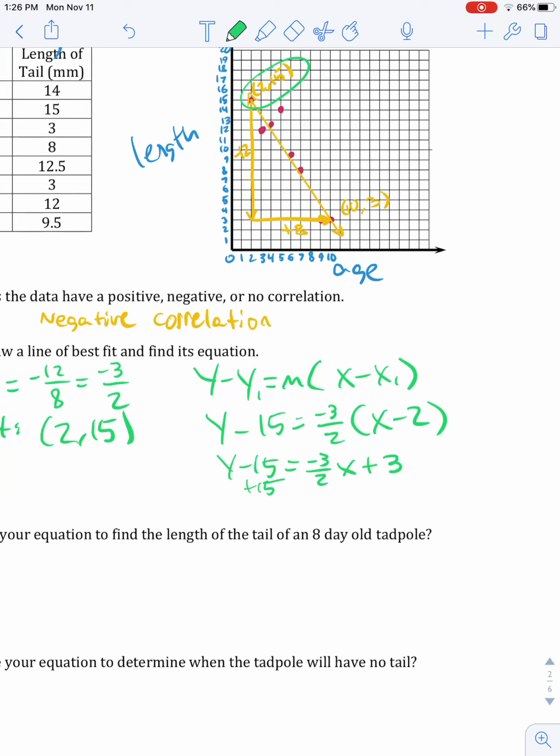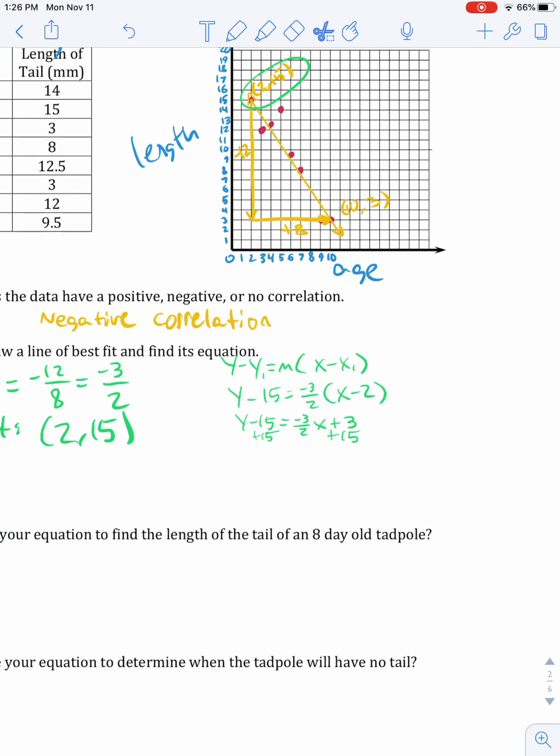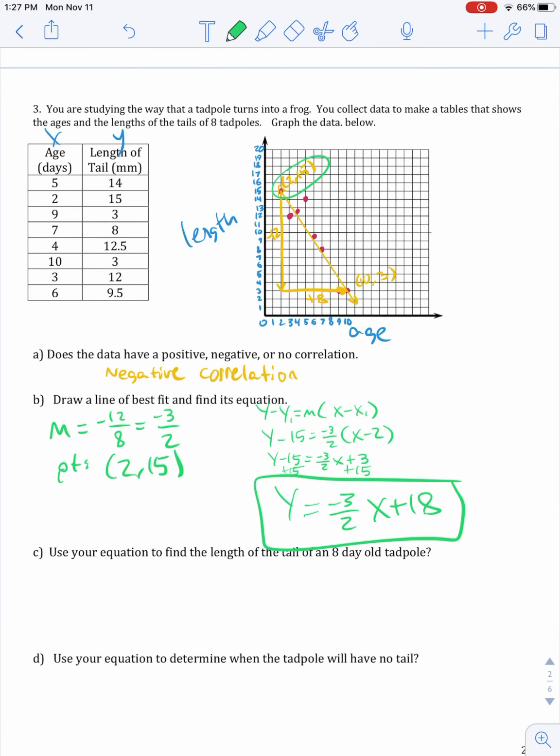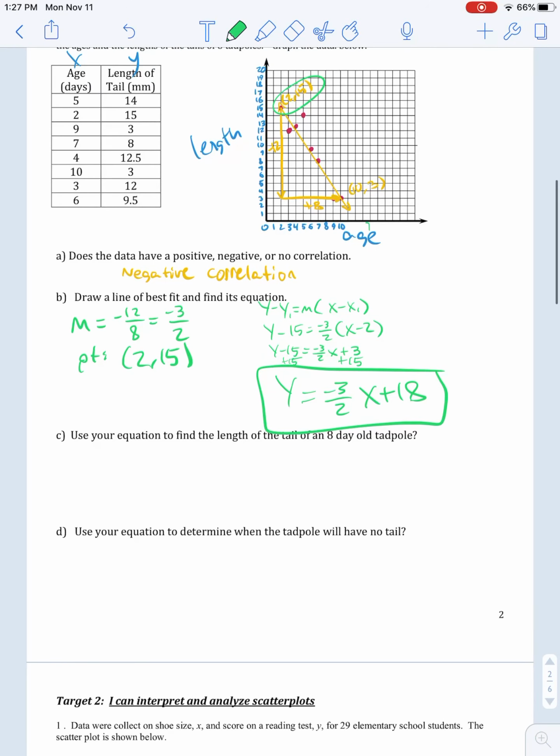And then I'll add the 15, and once I shrink this up, we'll get a final equation of y equals negative 3 halves x plus 18. And that's our equation. Now they ask us to use this equation to predict the length of the tail of an 8-day-old tadpole. Well, age is our x. So when they want 8 days, they're telling us x equals 8. And we have an equation right here that we could use to make predictions. Another name for a line of best fit is a prediction equation.